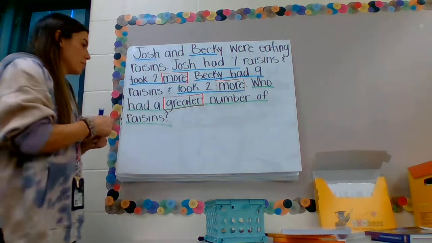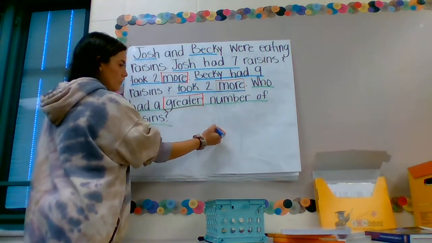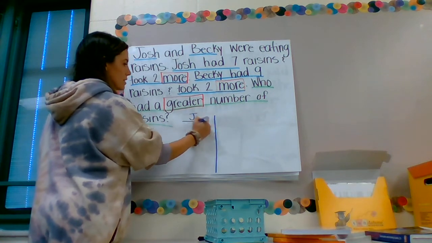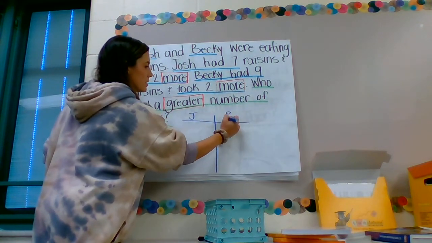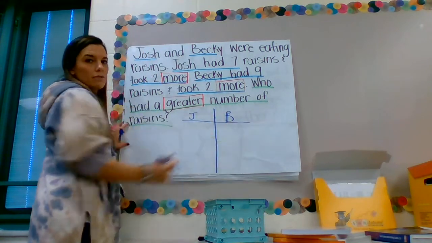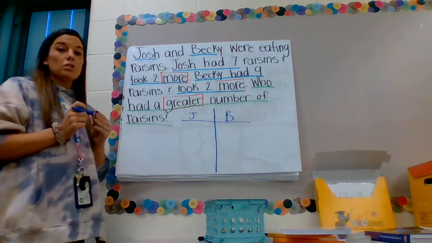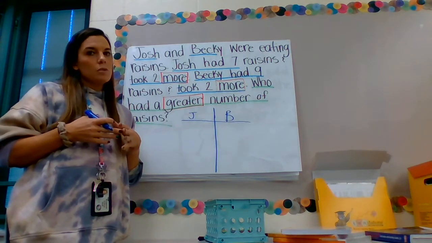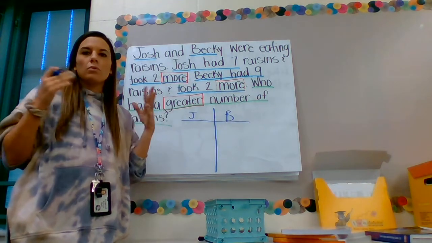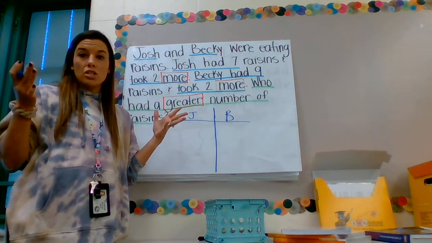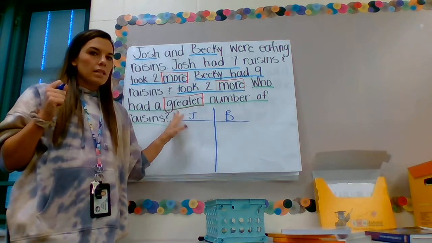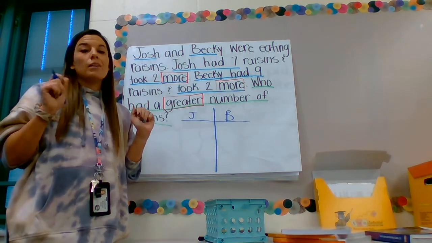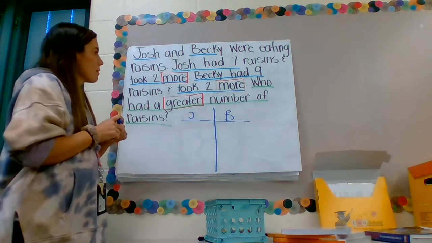So here's what I'm going to do. We have Josh on this side, Becky on this side. A J for Josh, a B for Becky. I'm going to use magic circles. Remember, I call them magic circles because we can turn them into whatever we want with our brain and our imagination. So our magic circles in this case are going to be raisins. But I'm just going to draw circles and I'm going to pretend that they're raisins, okay?